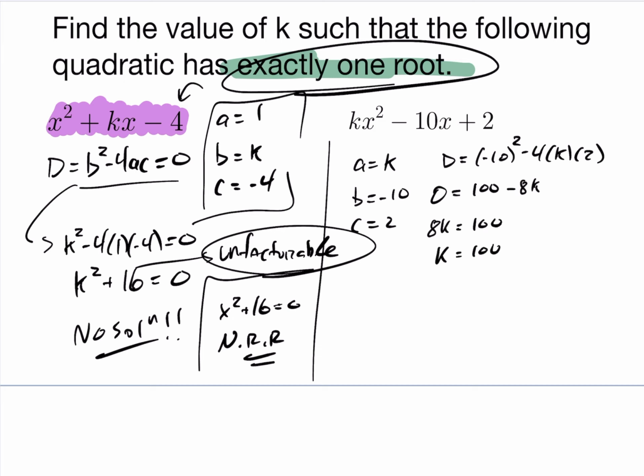K equals 100 over 8, which I can divide by 2. I get 50 over 4. Divided by 2 again, I get 25 over 2. I end up getting 12.5 here. So what that means here is that if I let k be 12.5, then this quadratic will have exactly one root.